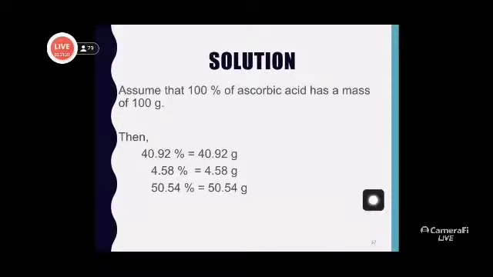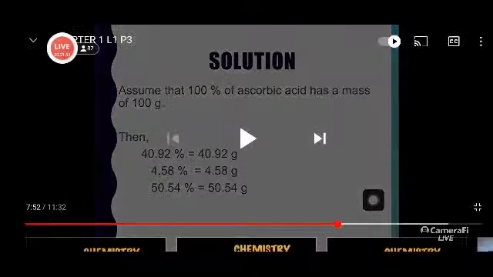Okey. So nak cari mol kena dalam bentuk mass. Jadi nak tak nak you all kena assume. Macam contoh untuk this kind of question, assume that 100% of ascorbic acid has a mass of 100 gram. Biasanya I tulis 100.0 gram. Okey, so kena nyatakan dulu. Kalau dalam exam yang dulu, assume ni saja you akan dapat 1 markah. Dah assume yang tu, barulah kita carry on.